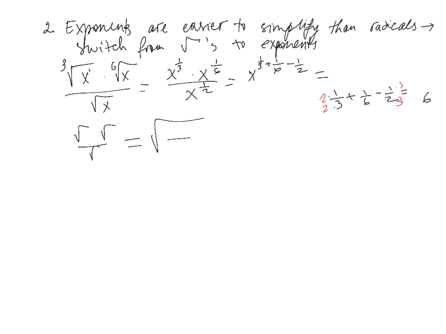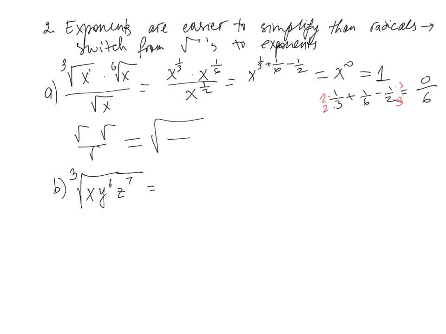So I get 2 plus 1 minus 3. Oh, that's 0. Oh, so I have x to the 0 power, which is just 1. You see how with exponents it's really painless. And so let's look at this example.